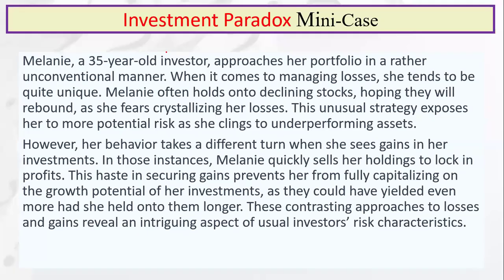Melanie, a 35-year-old investor, approaches her portfolio in a rather uncontroversial manner, to manage the losses. Melanie often holds the declining stocks. That's what people normally do. But anything which is increasing, he crystallizes the profit right away, too early. He fears to crystallize the losses, but usually crystallizes the profits very quickly. Instead, you need to hold on to the winning stocks and probably sell the losing stocks.